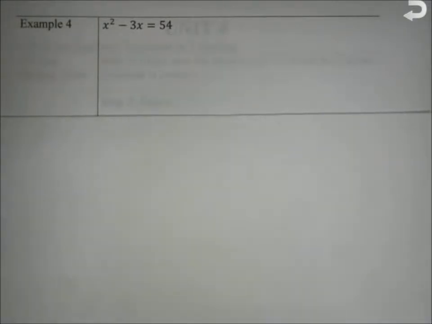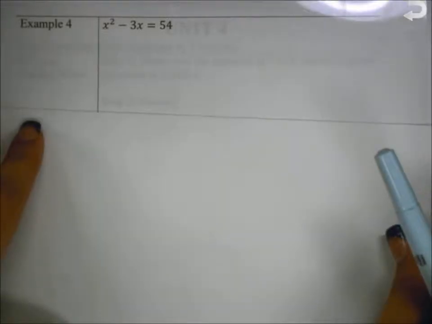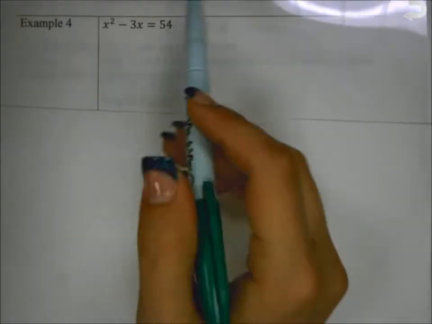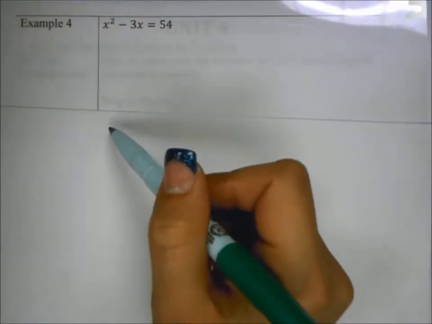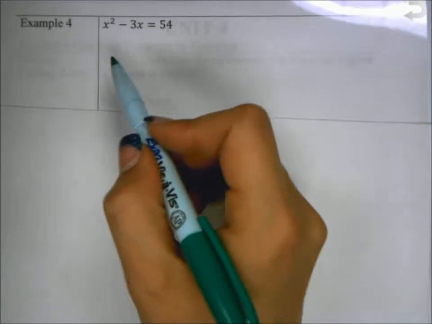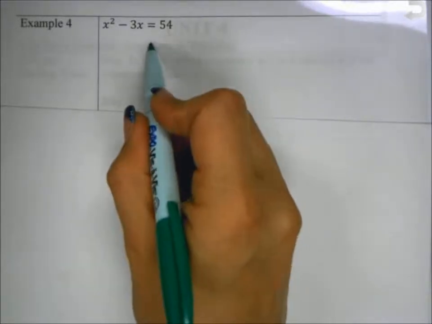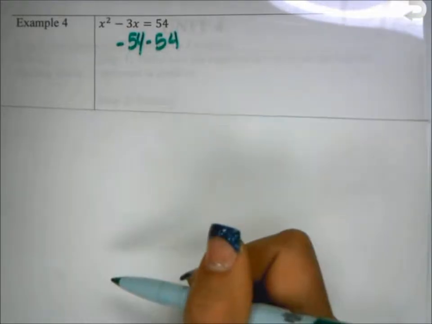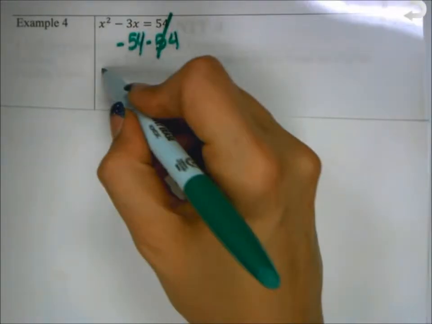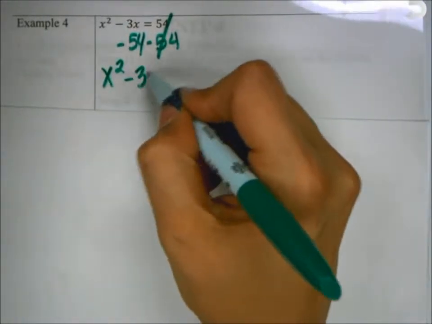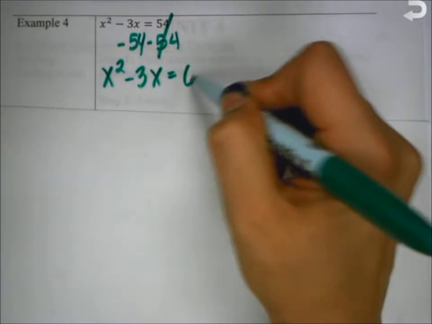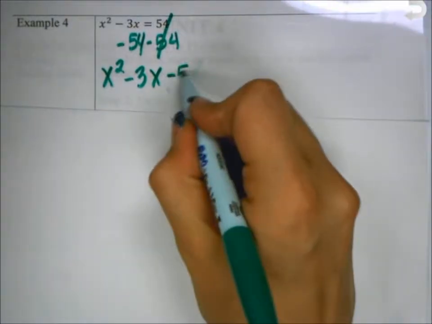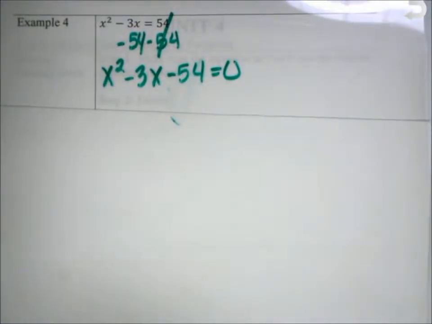So, am I equal to 0 in this equation? That's what I want. No, I'm not. How can I get it equal to 0? We can subtract 54 from both sides. Then these will cancel, and we will get x squared minus 3x minus 54 equals 0. Okay, so we're equal to 0. My x squared is positive, so we're good there.